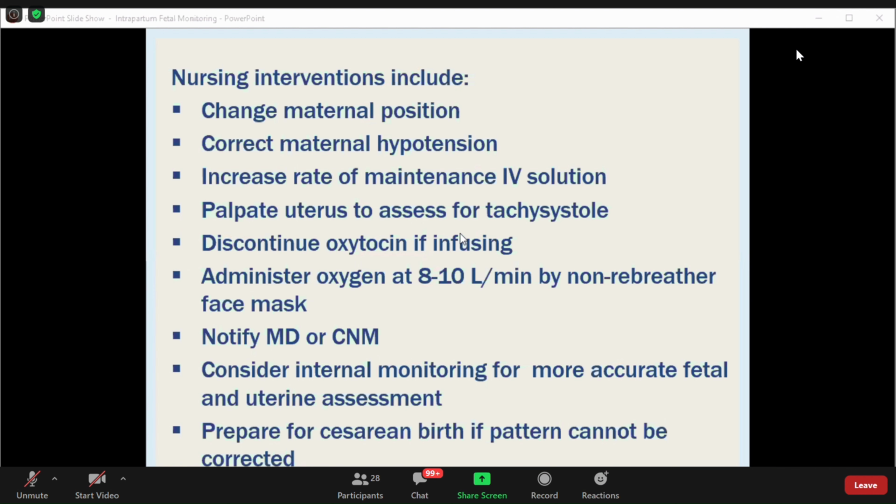We certainly want to give oxygen, notify the provider. She may need internal monitoring for more accurate assessments. But if this pattern cannot be reversed or corrected, she may need to be delivered by cesarean birth. Because again, the longer this goes on, the more you're impacting oxygenation to the fetal brain. And we never want to compromise that, okay?